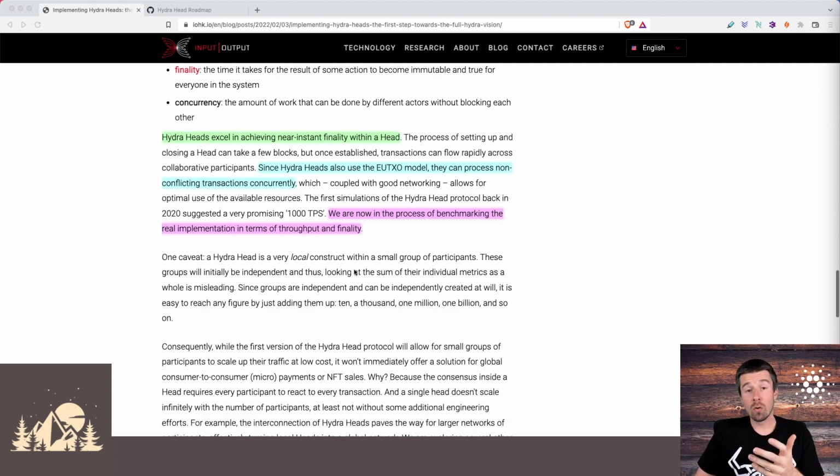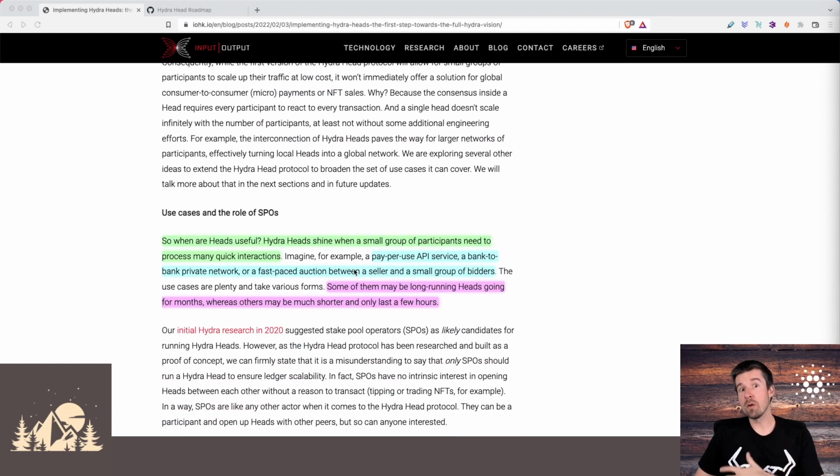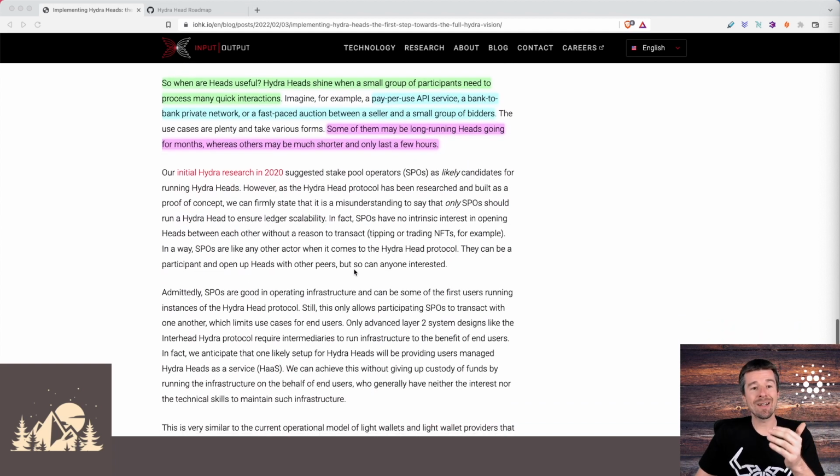So okay, the goal is to try and get layer one ultimate scalability, but we're talking about Hydra heads, so when are the heads themselves actually useful? Hydra heads really shine when it's a small group of participants that need to process many quick interactions. So some examples that we can imagine is a pay-per-use API service.